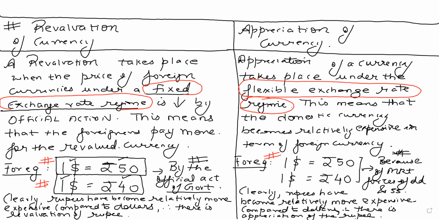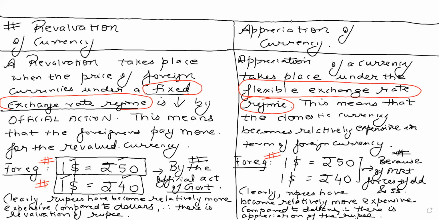So it's only the regime which decides what's the term we use. If we use fixed exchange rate regime, the terms are devaluation and revaluation. If we talk about flexible exchange rate regime, the terms we use are depreciation and appreciation. Okay, so I hope that all students have understood this and have no doubts.